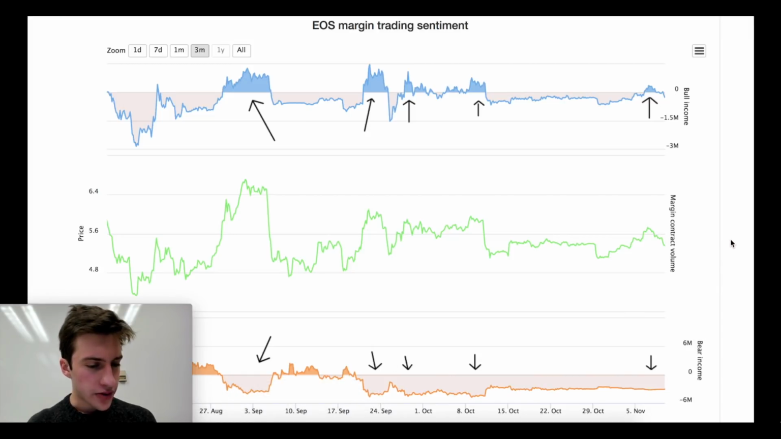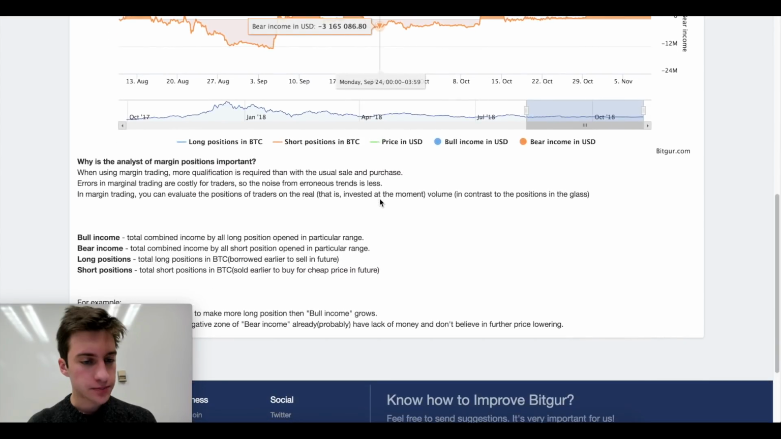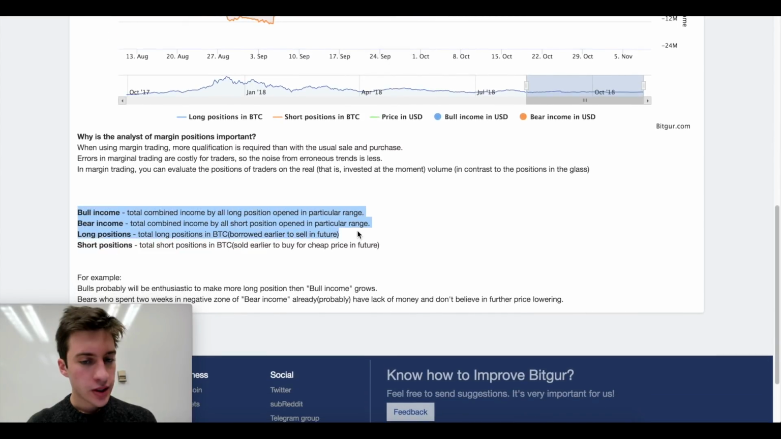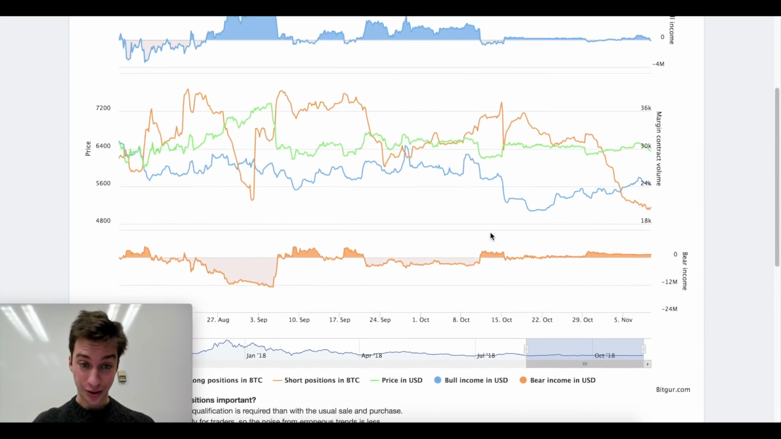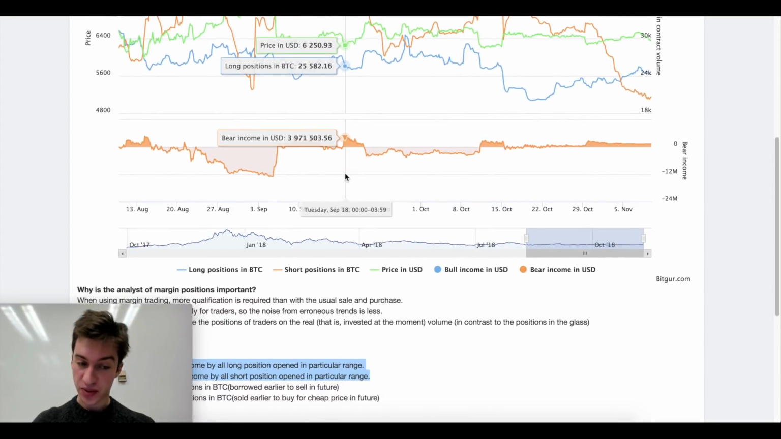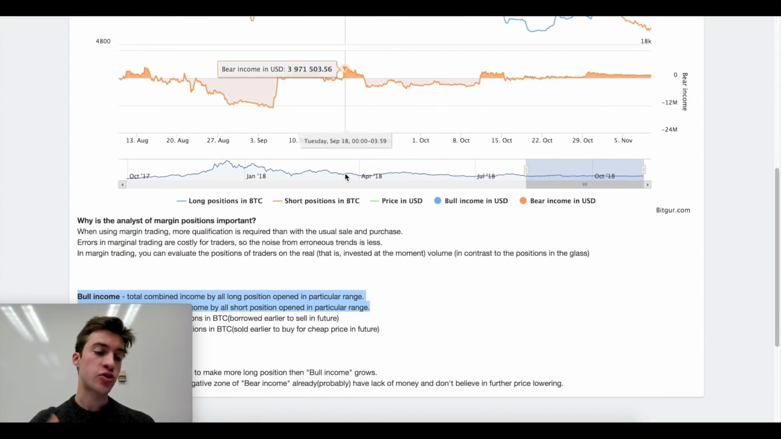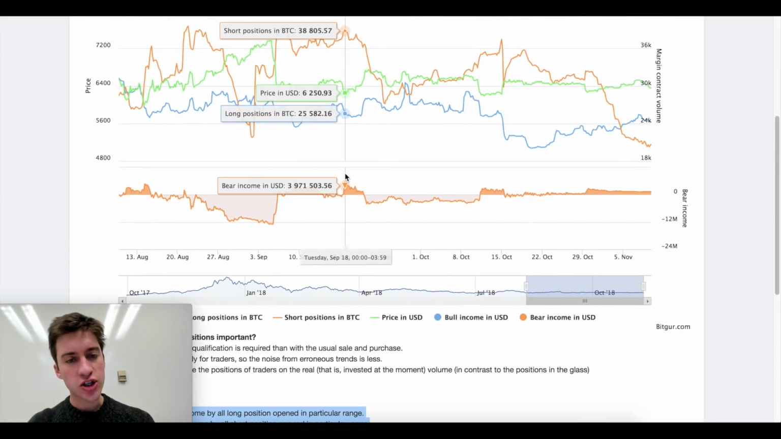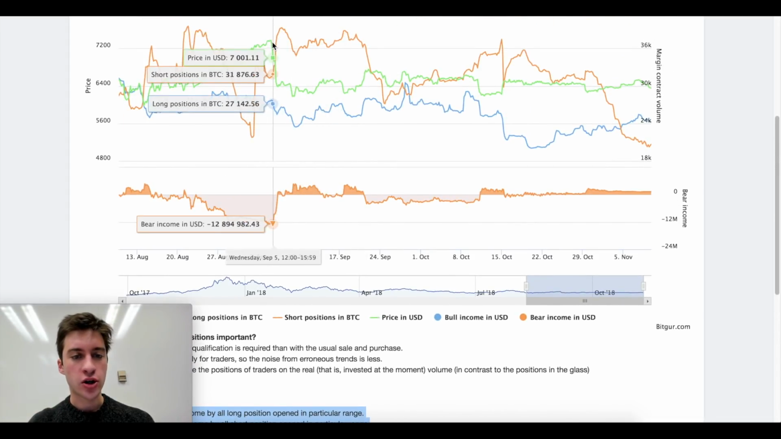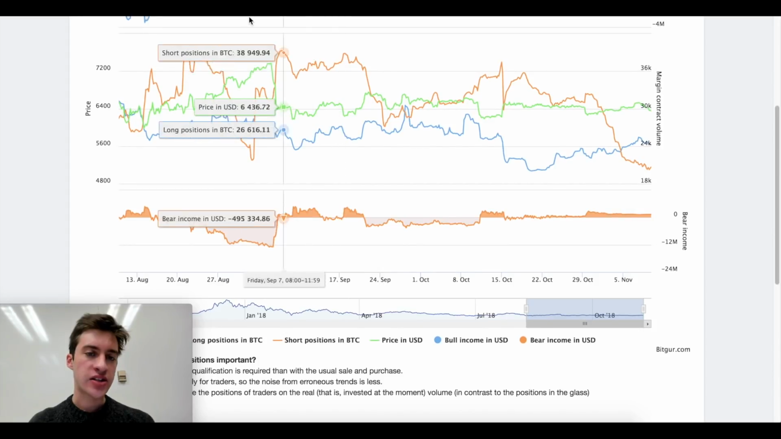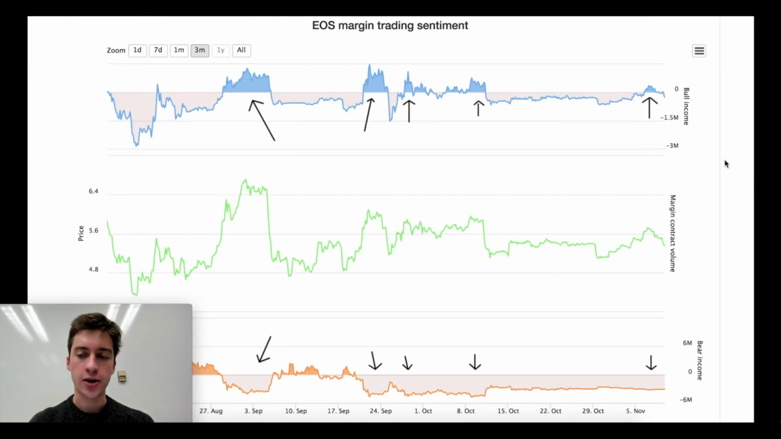Now, one note on this that I do have to talk about. This is only showing data for traders initiating a margin position. This is not showing the traders closing. So the bull and bear income does not take into account traders who close their positions. It only takes into account traders who open them. We can still use this data, but do make sure to check when a lot of traders are closing their positions because that's not going to be reflected in this data here.